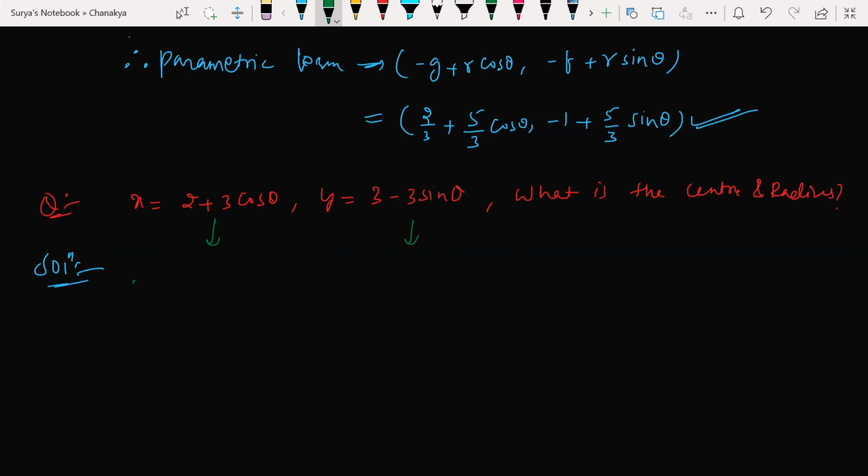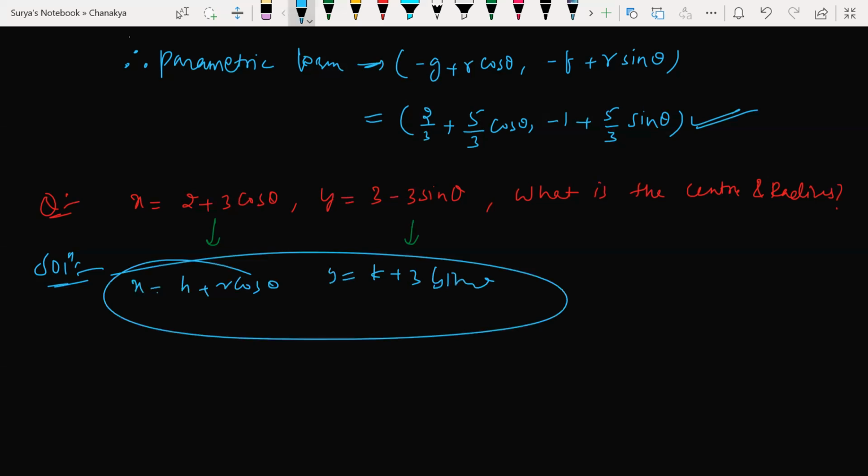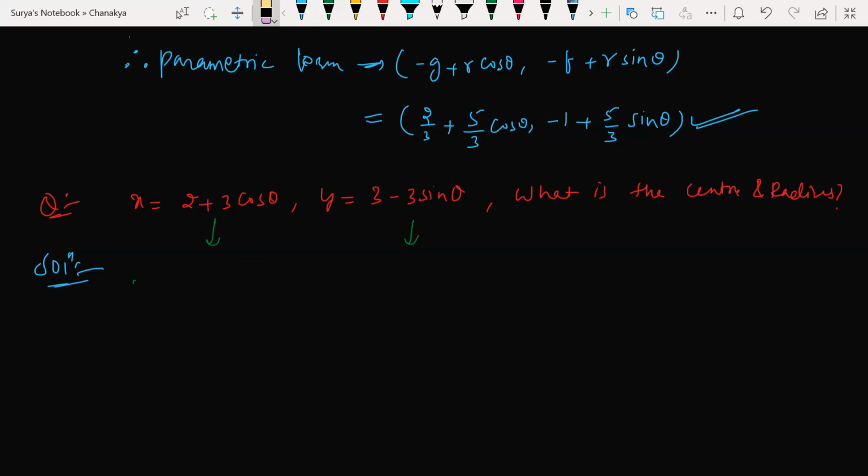Many of you might be thinking that, sir, we can compare this equation with x is equal to h plus r cos theta and y is equal to k plus r sin theta. We can compare with this and just find out the radius value and center value. Yeah, that is a way, but look at this, here you have minus. So if I say this as my radius, r is equal to 3, I have minus here. Radius cannot be negative.